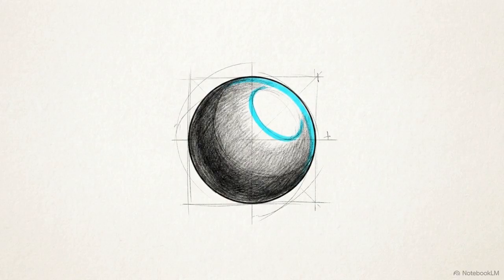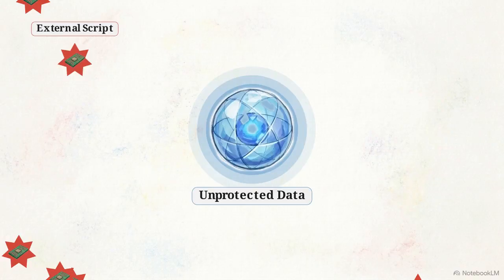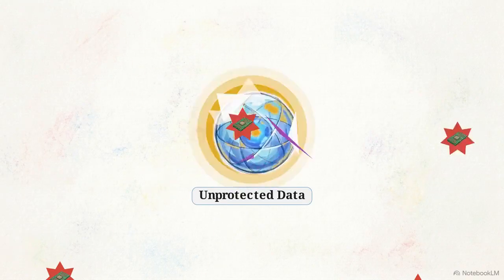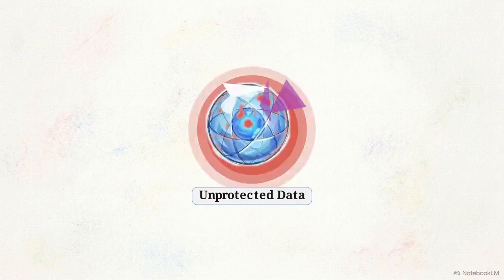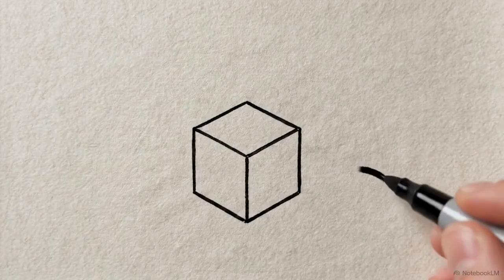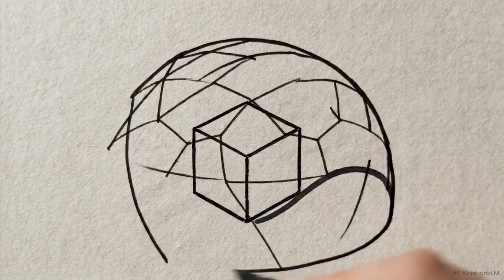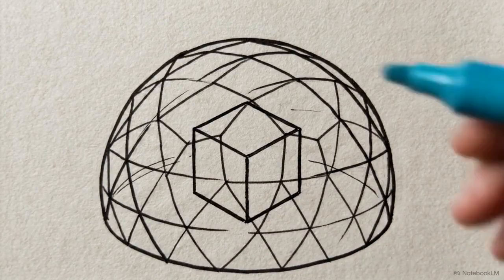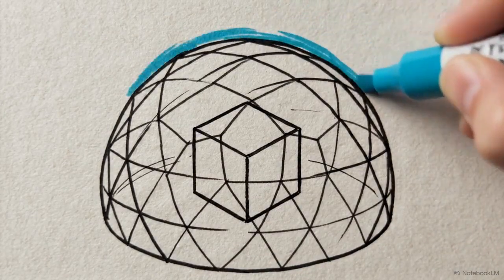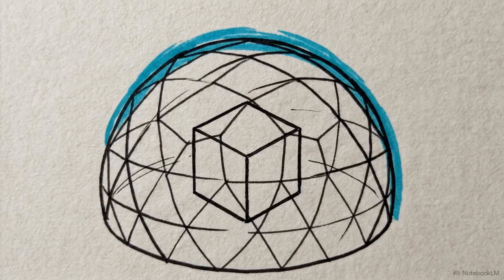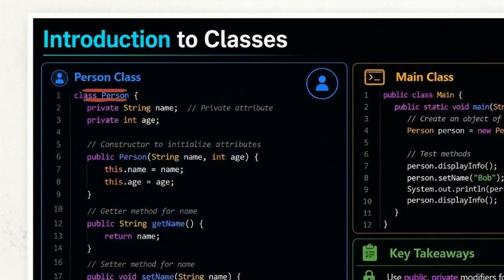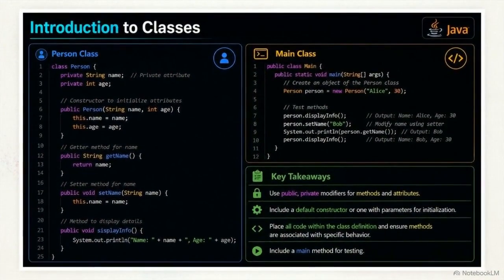Once that object is populated, its data becomes vulnerable. If any external script can directly overwrite an object's variables, state becomes unpredictable, and tracking down bugs becomes nearly impossible. To protect data integrity, object-oriented programming relies on a principle called encapsulation. It strictly secures an object's internal state using access modifiers. By applying the private keyword to attributes, as seen here with the variables name and age, we lock those data points away from the outside world.